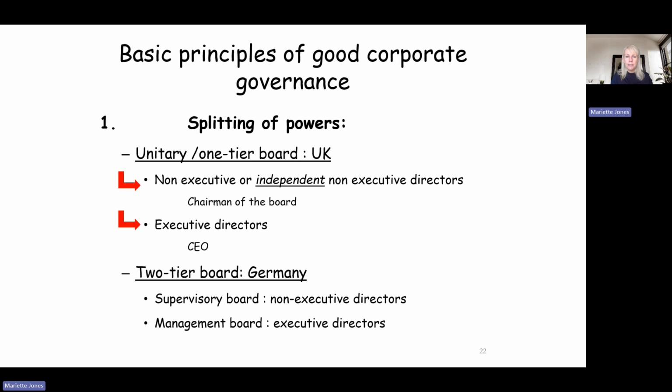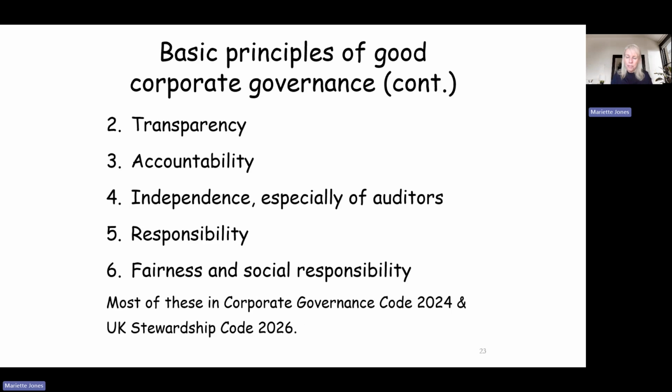Then we find the 2-tier board, which is typical for continental jurisdictions such as Germany. In the German model, we've got 2 boards of directors instead of 1. One would be the supervisory board, on which we find the non-executive directors, and typically we'll also include employees on this board. And secondly, you'll have the management board, which would have the executive directors. These structures influence accountability and decision-making, but what both of them have in common is the splitting between executive and non-executive functions.